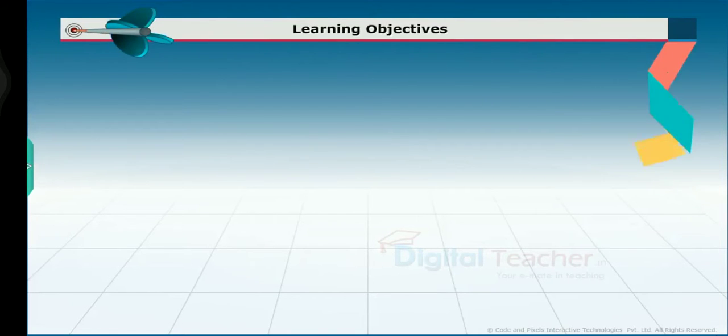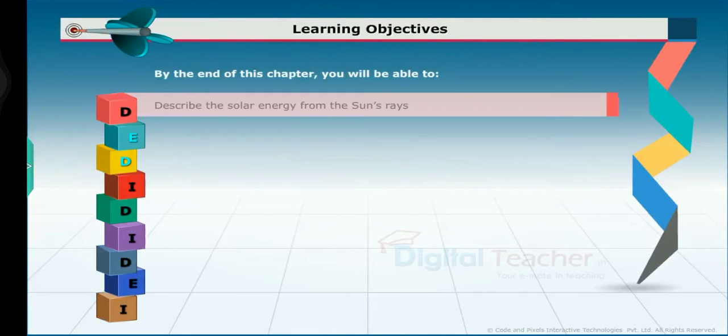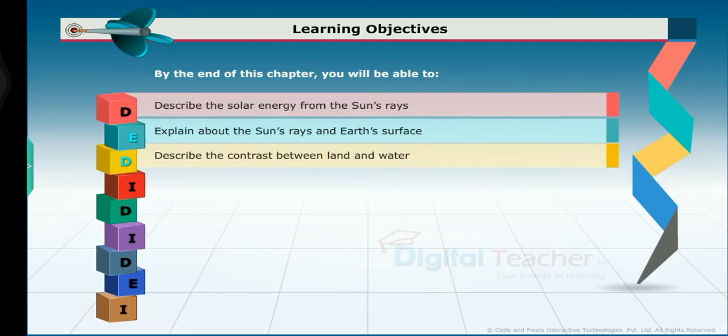Learning objectives. By the end of this chapter, you will be able to describe the solar energy from the sun's rays, explain about the sun's rays and Earth's surface, describe the contrast between land and water, and identify the temperature of atmosphere.